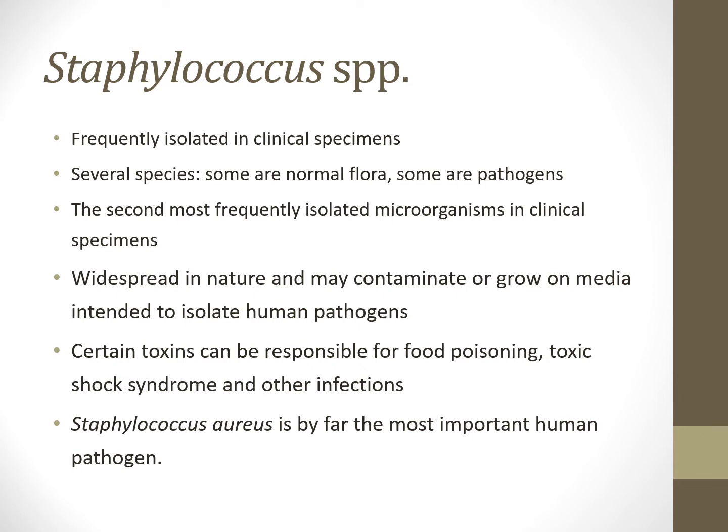Okay, certain toxins can be responsible for food poisoning, such as enterotoxin A and D. And then also certain toxins can be responsible for toxic shock syndrome, like TSST-1, which is the toxic shock syndrome toxin 1. But some of these Staphylococcus do make toxins. Okay, out of all the Staphylococcus, Staphylococcus aureus is probably the most important clinically.